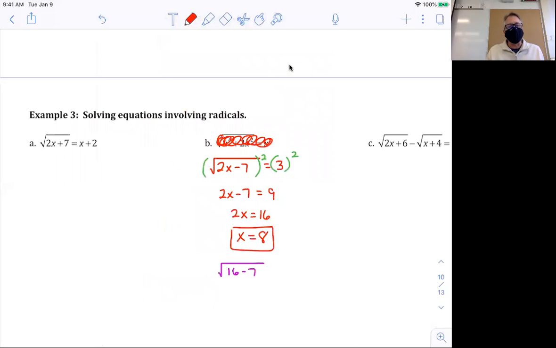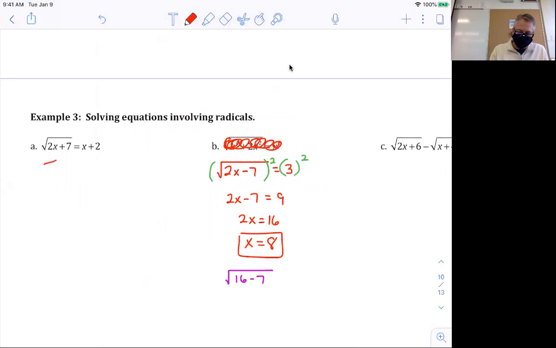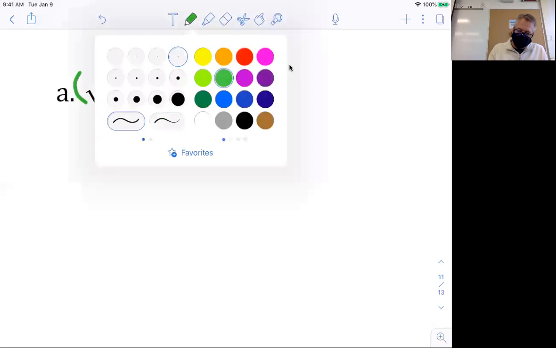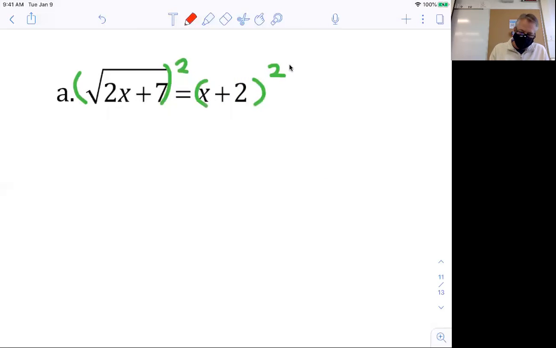All right, let's do part A, which gets a little bit harder. Similar problem in part A. We have a square root. We want to get rid of the square root, so we're going to do the same thing and square both sides. So squared and squared. Now, on the left side, the square root and the squared, those operations cancel out, and I get 2x plus 7.